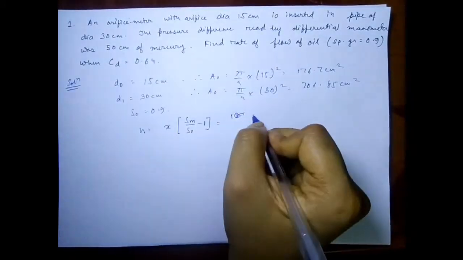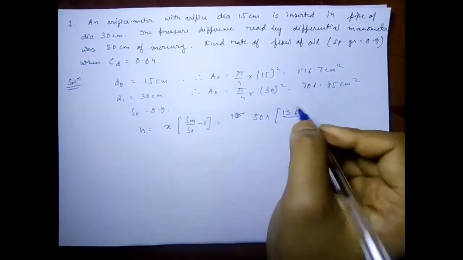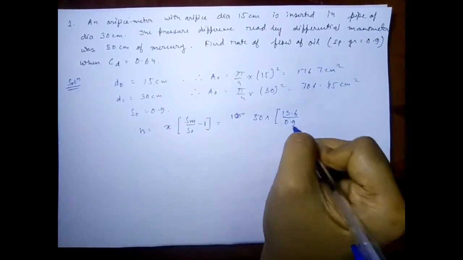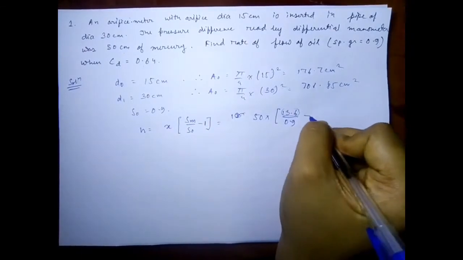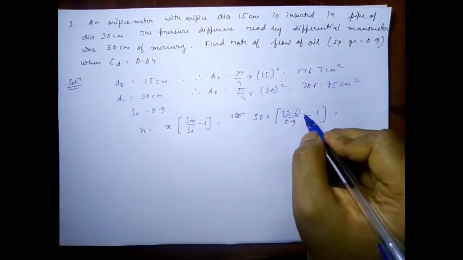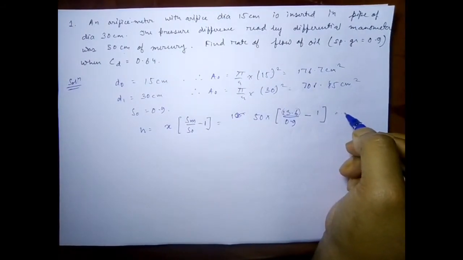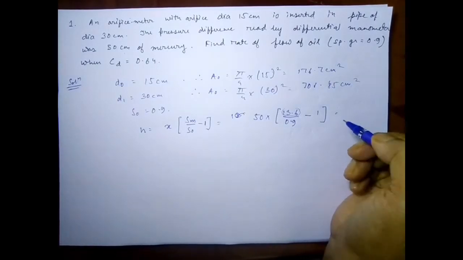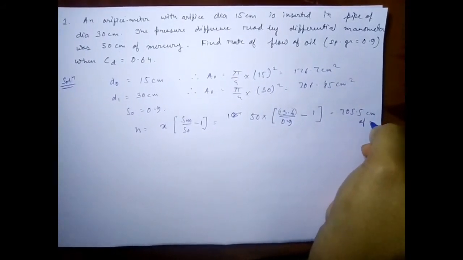X is given as 50 centimeter, so 50 times (13.6 upon S0, which is given as 0.9, the specific gravity of oil; this 13.6 is the specific gravity of mercury) minus 1, and it will give me 705.5 centimeter of oil.